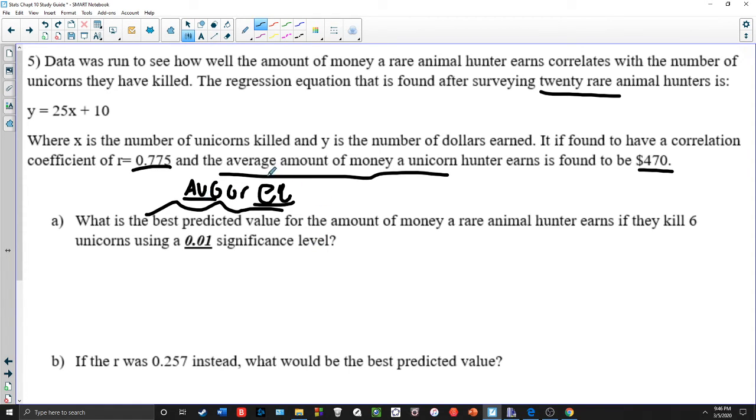Well, it depends on whether your equation passed the test. So in our case, our R is 0.775. We want to compare that to our critical value and see if it wins. If R wins, then we're going to go ahead and use the equation. If R loses, then we're not. So in this case, we have 20 rare animals, that's N, and we have a 0.01 significance level.